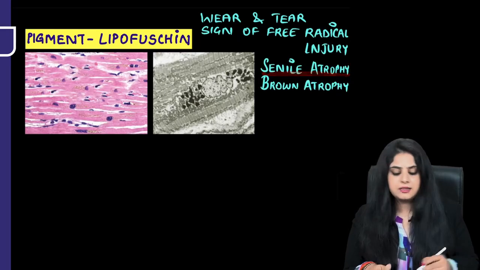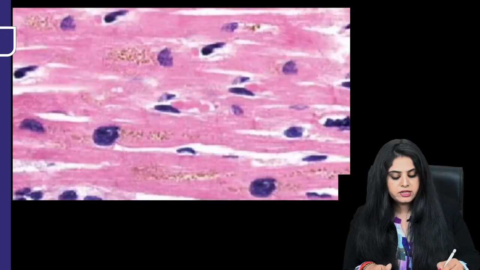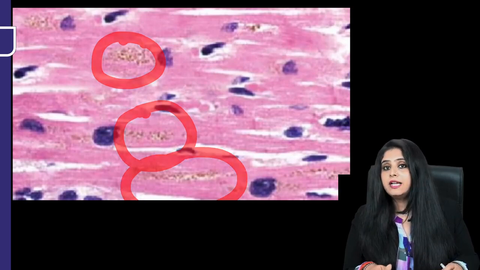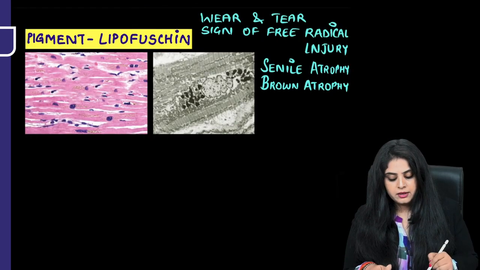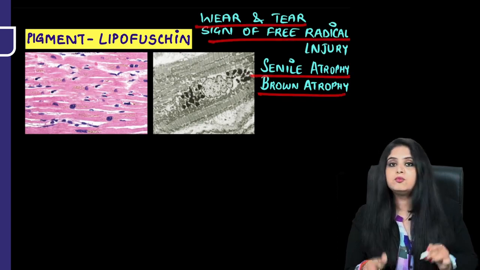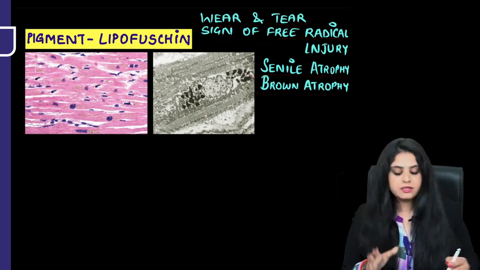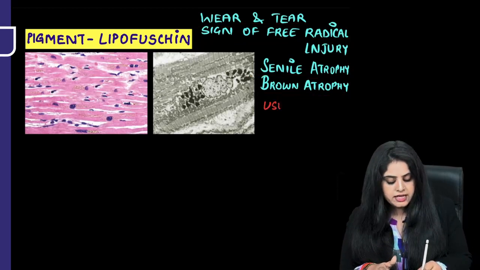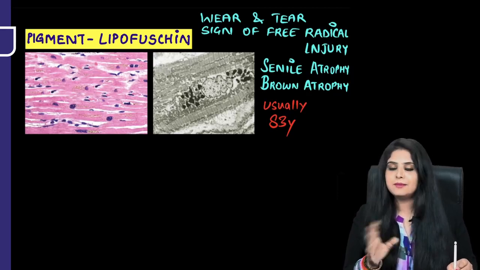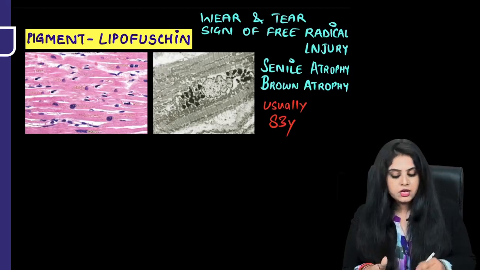And let me look at the color. If you zoom into this picture, you can definitely see that this pigment has got a brownish color to it. So what else can I call it? I can call it brown atrophy. So remember, wear and tear, free radical injury, old age pigment, brown atrophy. Usually what is that old age? Usually we get an 83-year-old patient. As I say, we never know the reason why 83 is their favorite age in the exam, but it is. Okay, on that note, what is the location?